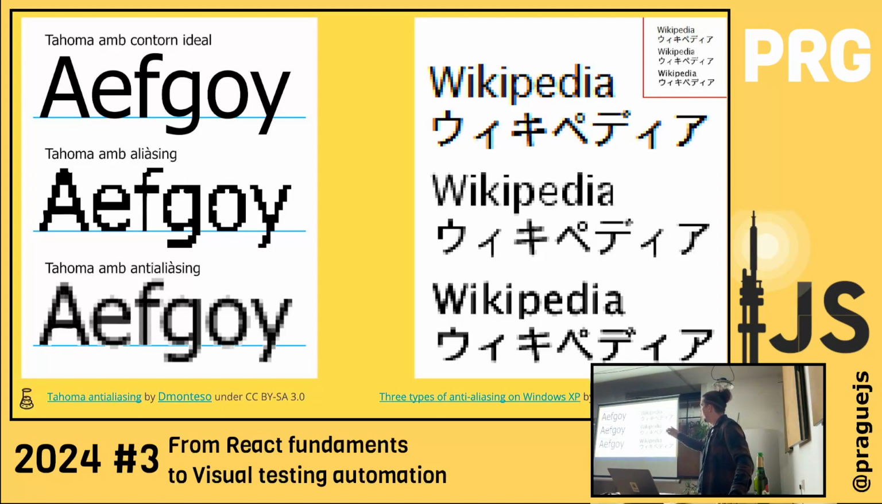And on the left you can see how the anti-aliasing works, and on the right you can see different anti-aliasing strategies, because every operating system has a different strategy for this kind of asset handling. These three images, or three texts, all came from Windows XP. So even on the same system you might have a few different approaches.